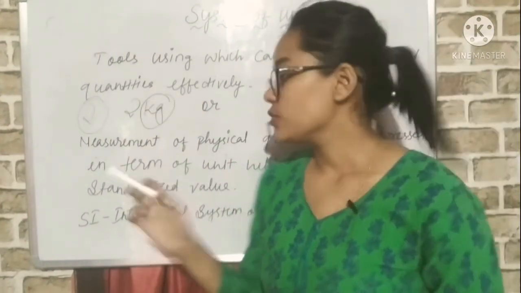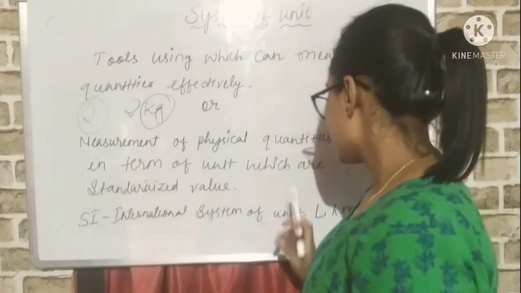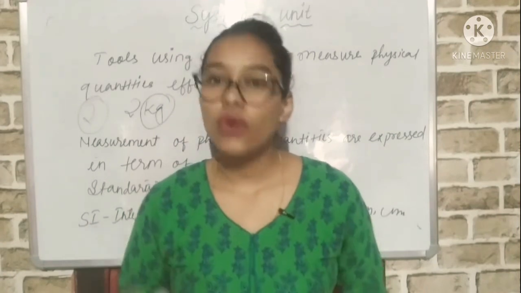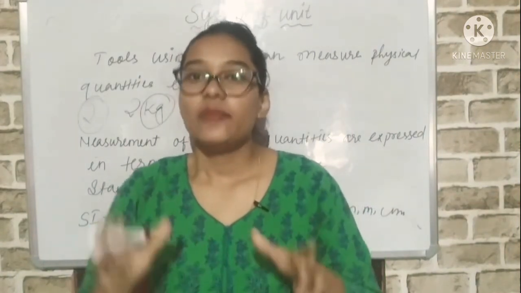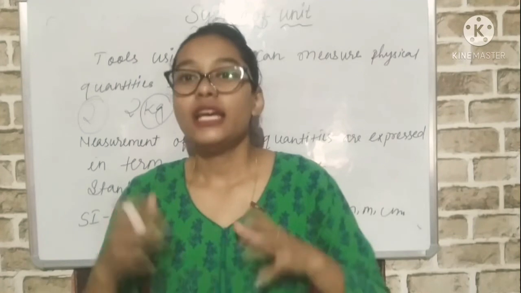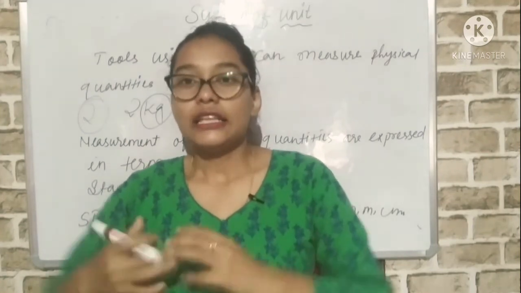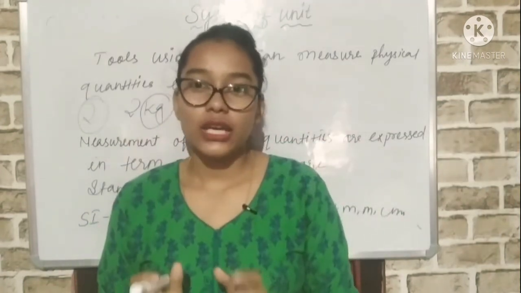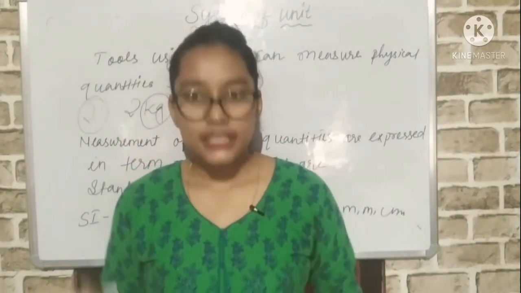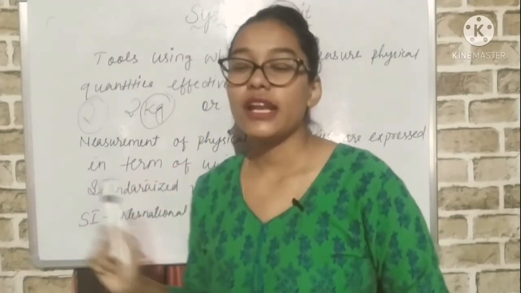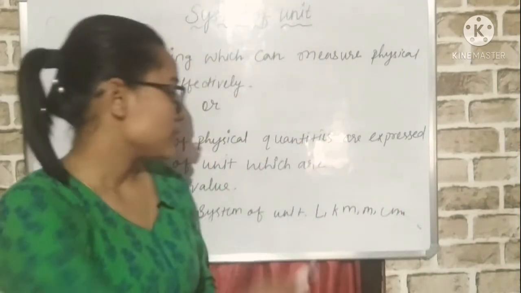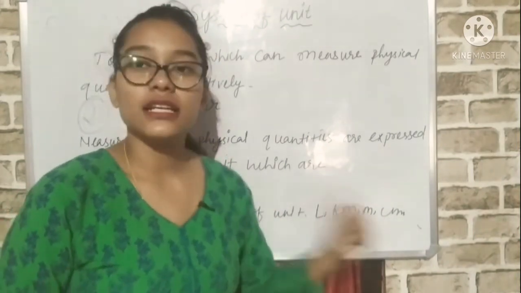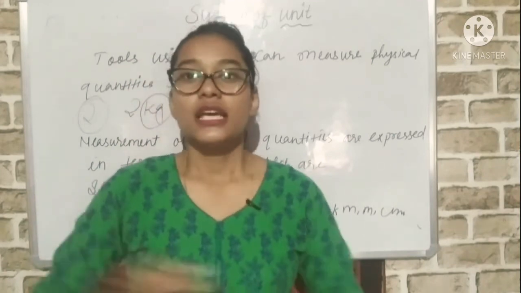Usually we use SI system, International System of Units. Why do we use SI system? Because it is accepted worldwide. Suppose I am buying 1 kg of potato here in India, then if I want to buy 1 kg of potato in America, the amount will be the same, because it is accepted internationally. That is why all of us prefer SI system. Some examples are kilogram, meter, millimeter, centimeter. So these are SI units.